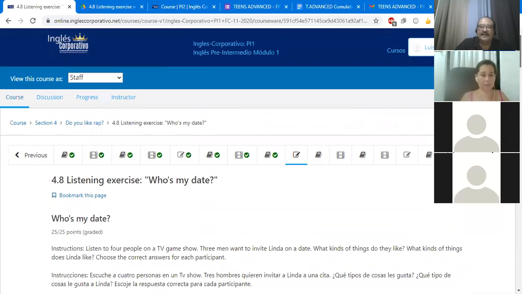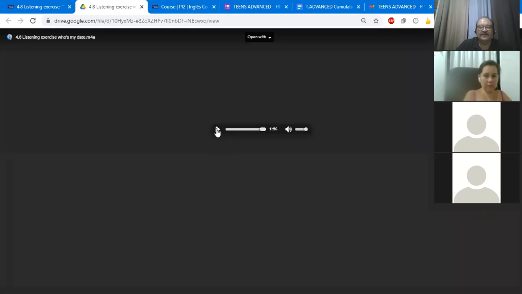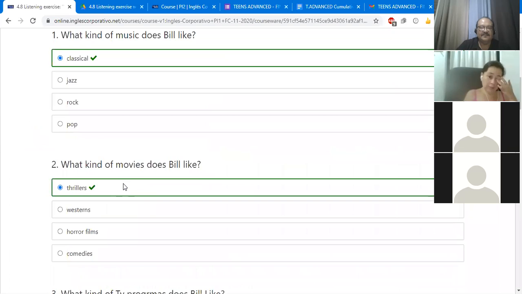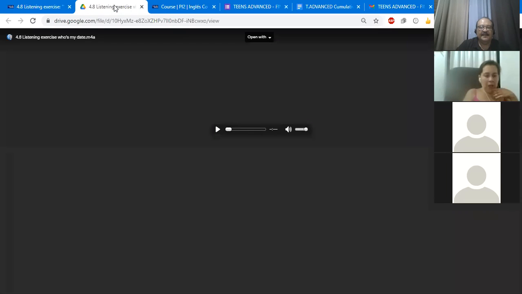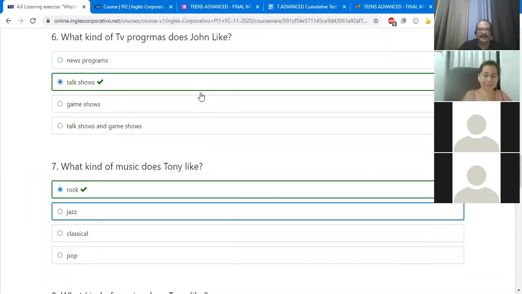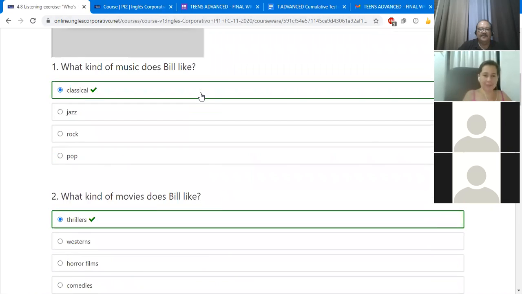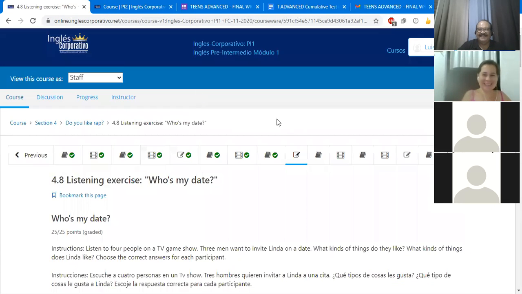Okay, you see, this is a strategy for listening. First, it's good only to listen. Lo mejor es escuchar primero para adaptarse, and then after you check the answers or questions, the vocabulary, and then you listen again. Cuando se ha contestado, you can listen una tercera vez. Two, three times is okay. You don't need more than that. Okay. No problem? Okay, good.